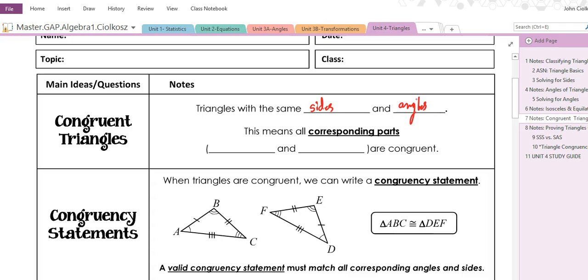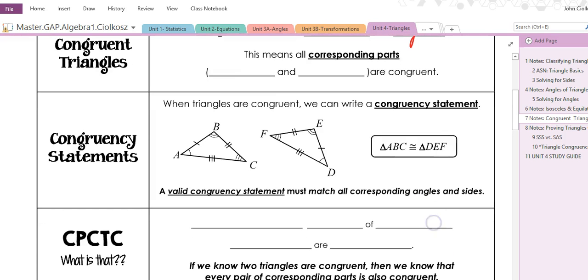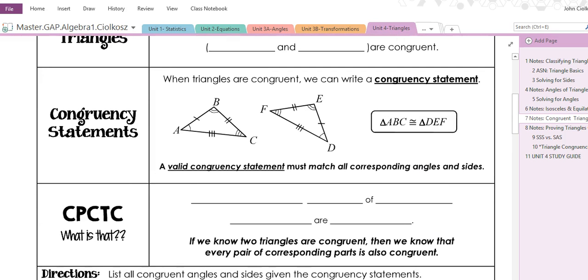The letters may be different. We might name them different, but these are the same triangle, just different labeling. So all sides and angles are congruent. The key idea is corresponding parts. So a congruency statement. We're going to use this little symbol here. So instead of an equal sign, we're using congruent. So it's an equal with a squiggly or a tilde on top.